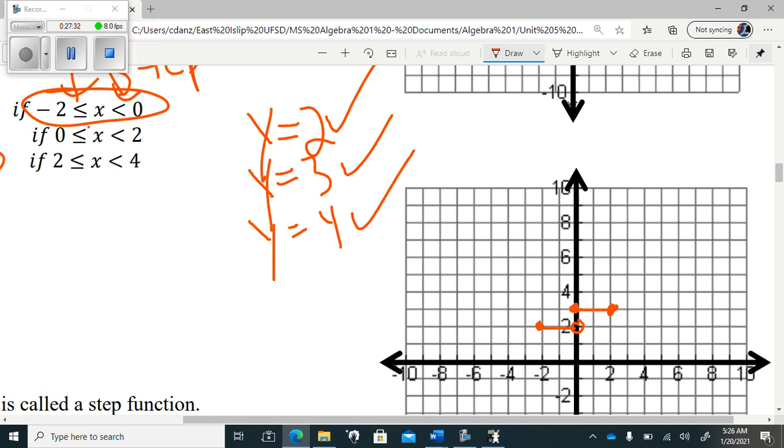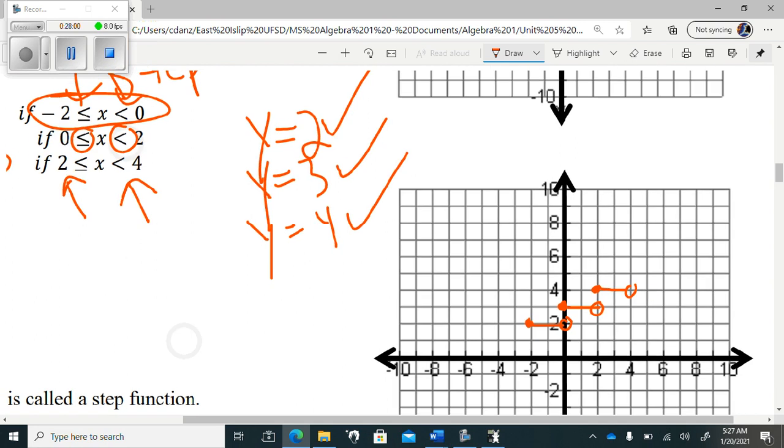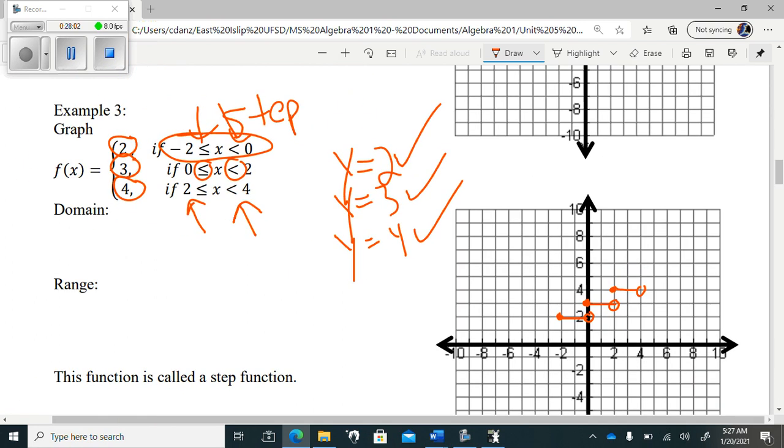And notice it will be a closed circle at 0 and an open circle at 2. So just let me make that clear. And then the last piece, when y is 4, exists from between x being 2 to x at 4, closed circle at 2, open circle at 4. So I told you that they call this a step function because doesn't it look like steps? Like you can step on each piece to go up the stairs.